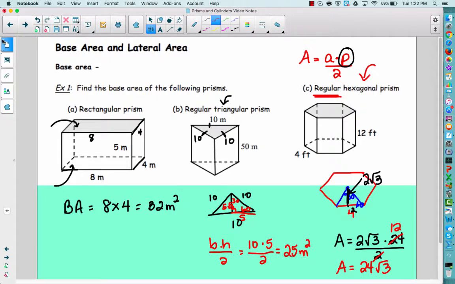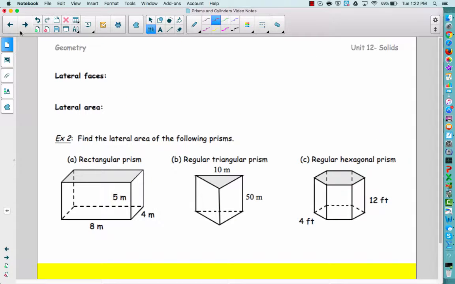Okay, so we're going to save that last triangle for class tomorrow. Let's look at lateral area. Okay, so we just did the base area.